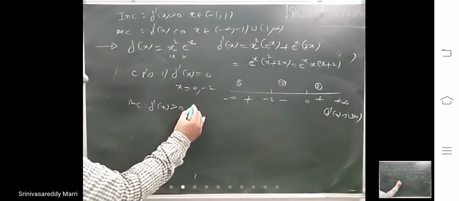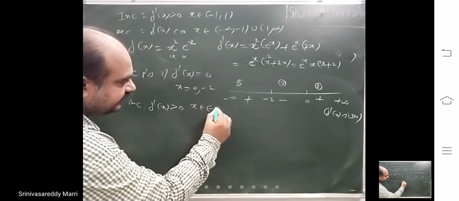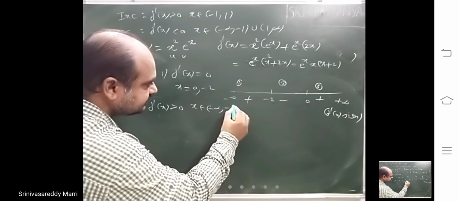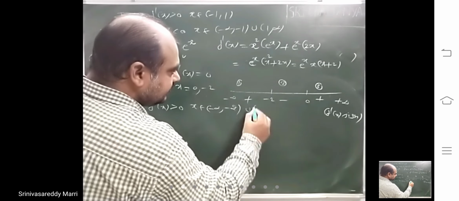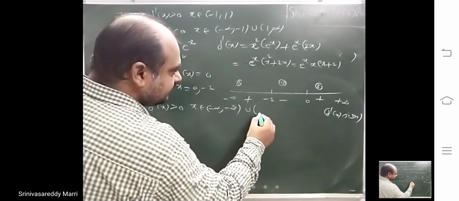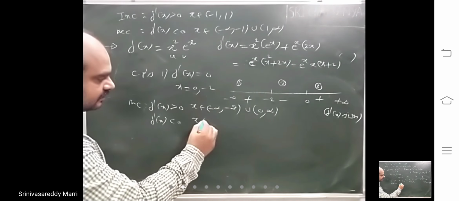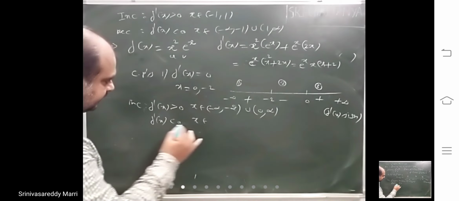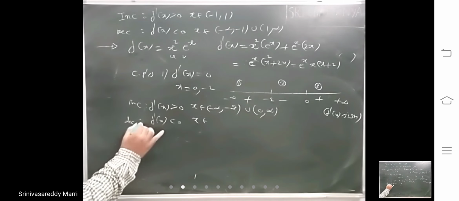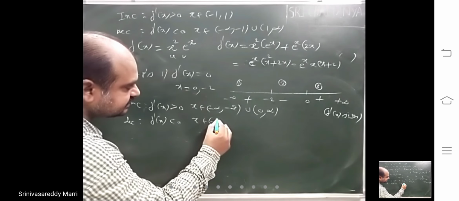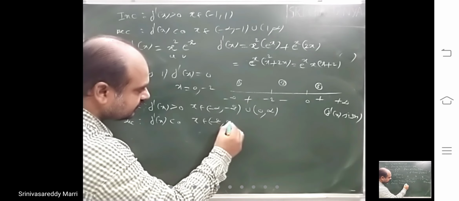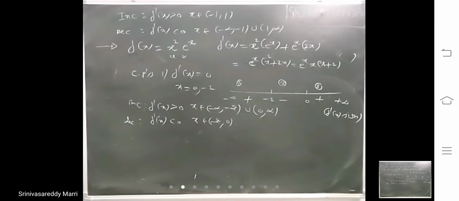That means f increases where f dash x is greater than 0: x belongs to minus infinity comma minus 2 union 0 comma infinity. f dash x less than 0 means decreases: x belongs to minus 2 comma 0. These are the intervals in which f of x increases, and these are the intervals in which f of x decreases.